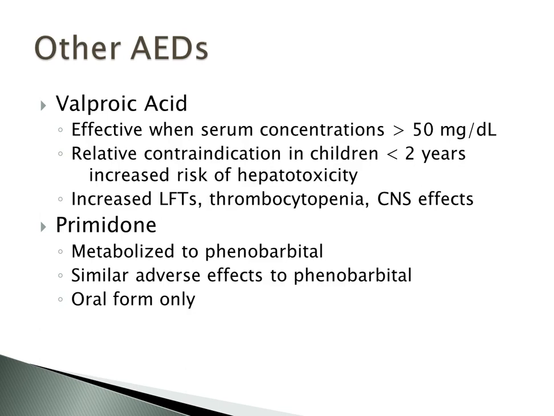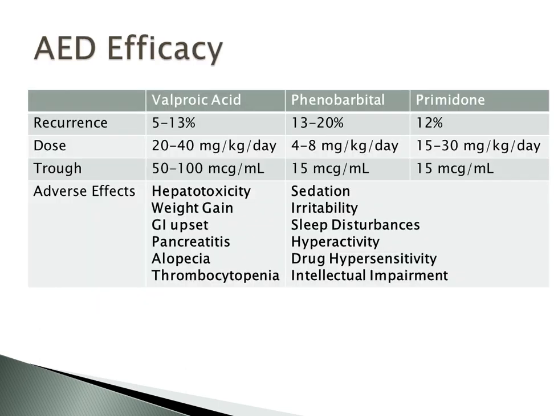Other antiepileptics. So valproic acid would work. Of course, we talked about the risk factor of hepatic encephalopathy in patients less than 2. So we would try not to use it in that age group. And you do need to have a fairly healthy concentration, greater than 50. And we talked about there are a lot of potential side effects with valproic acid. LFTs, thrombocytopenia, CNS effects. We talked about other things, alopecia, tremor. And then primidone, that's metabolized to phenobarbital. So it has all of those same consequences.